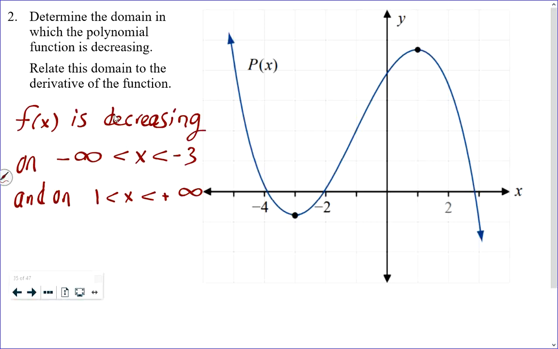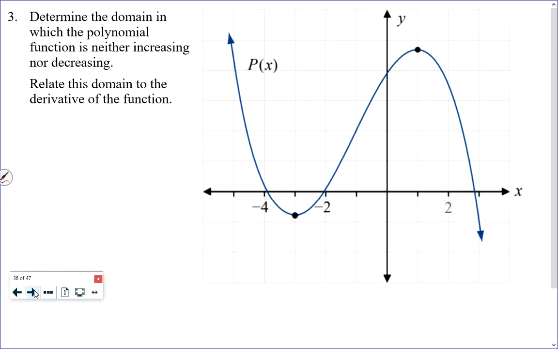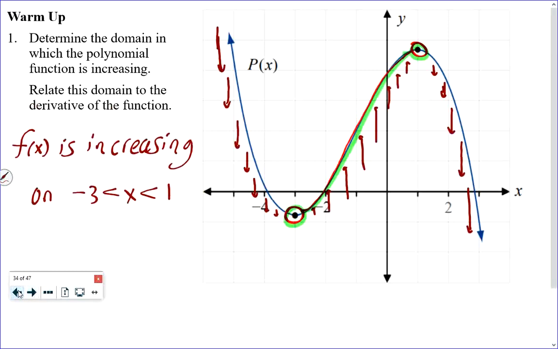Okay, 3. What is the domain in which the polynomial function is neither increasing nor decreasing? And this goes back to these arrows I drew, that I didn't draw an arrow up or down at negative 3 or up or down at positive 1. Because we'll pick on 1: the function is increasing to the left of 1 and decreasing after. It is not increasing or decreasing at 1.